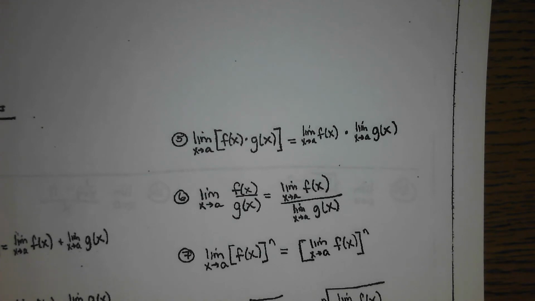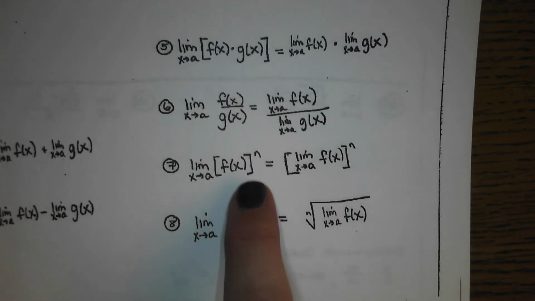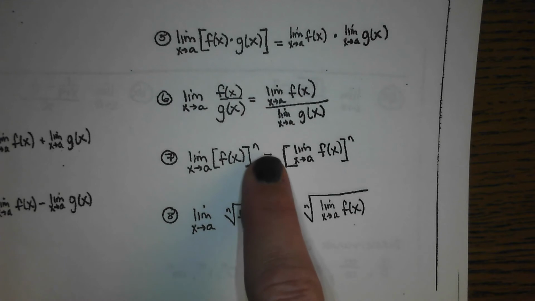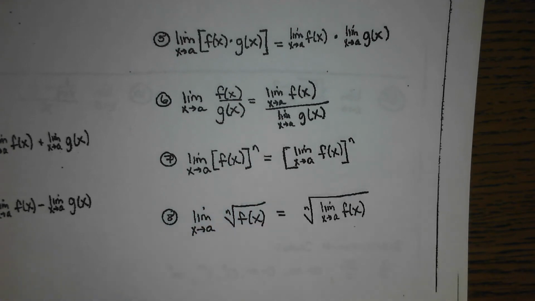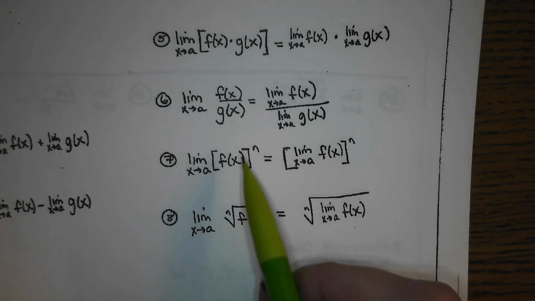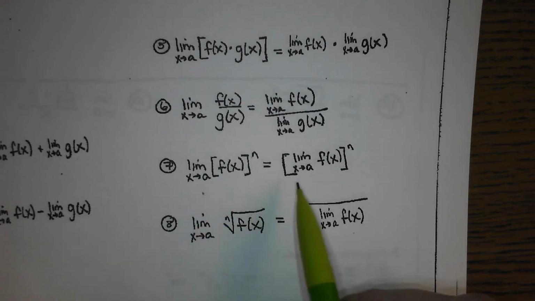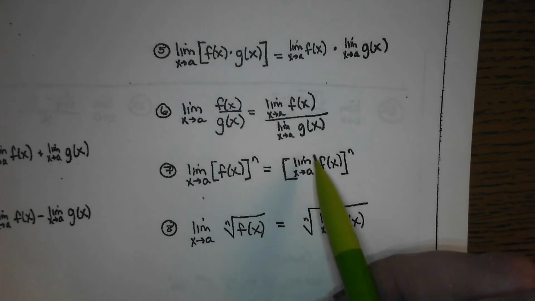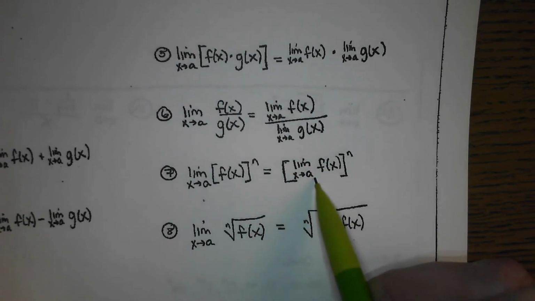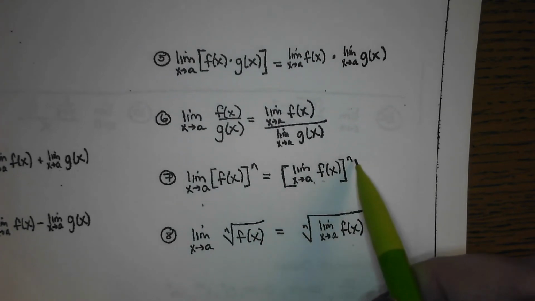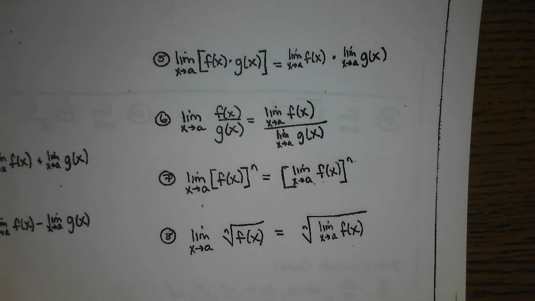Okay? So if you see operations of two separate functions, if it's a function raised to an exponent, based on the way this one is written, you would take the function and raise it to the exponent first and then take the limit. But this is telling us that you can take the limit of the function first and take that limit value and then raise that to that power, and you'd get the same answer.